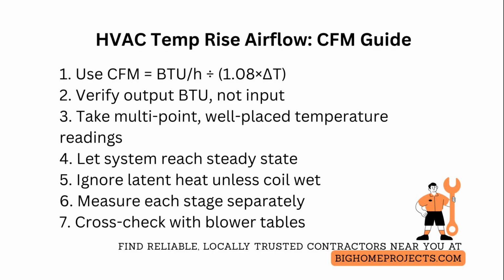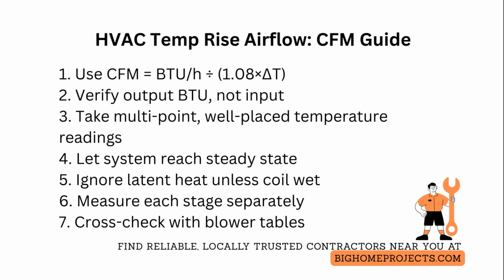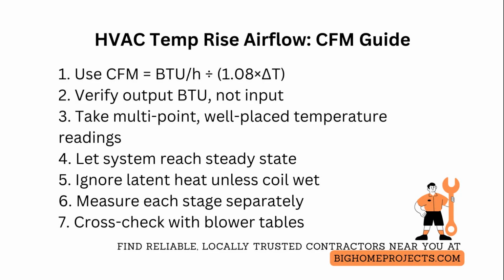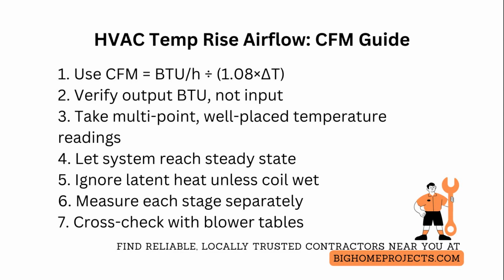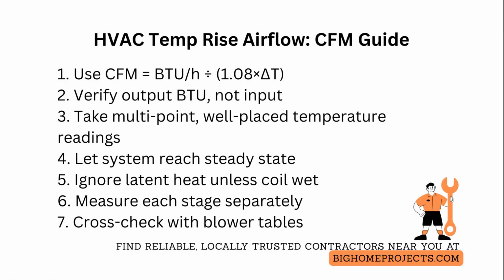Take temperature rise with a fast response thermistor or Type K thermocouple 10 feet downstream of the heat exchanger and 3 feet upstream of the return plenum, away from radiant surfaces, averaging across the airflow with at least 5 points per plane. Stabilize the system for 15 minutes on the selected heat stage and set the blower to the correct tap or percent, because taking readings during ramp or after a recent defrost will skew delta temperature.